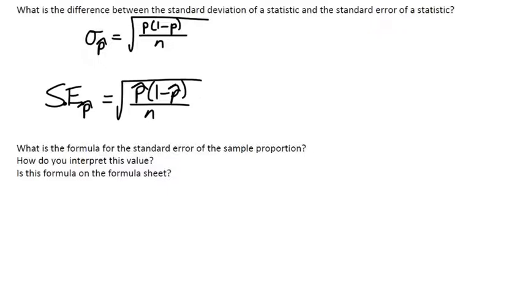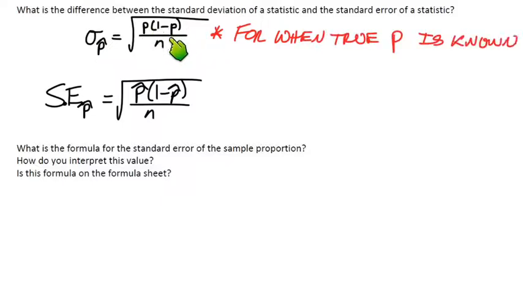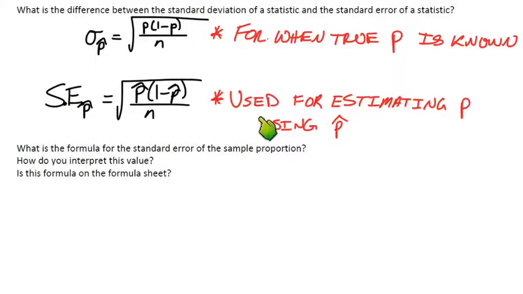So the top one here, that was great for chapter 7 when we assumed we knew what p was, right? So for when the true p is actually known, we use this one. But more realistically, we're not going to know what the true p is. We're trying to get an interval of values for it, so we're going to use this one, the standard error of p hat. So that's used for when we estimate the true p using our sample proportion p hat.